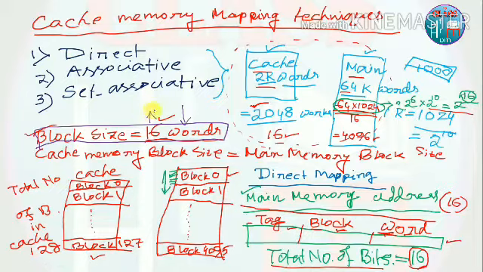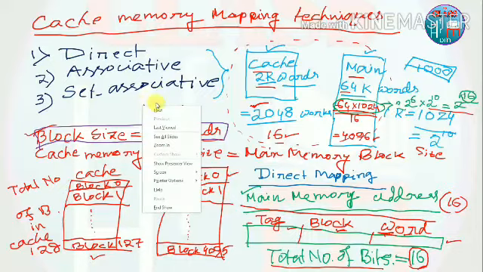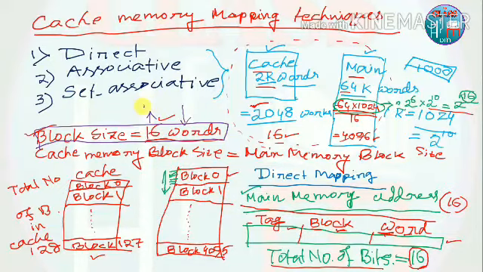That means to address these 16 words, how many bits do you require? You can easily calculate it this way: find the power of 2 that gives 16. What is 2 to the power 4? 2 to the power 4 equals 16. Yes. So to address these 16 words, 4 bits will be required. So that's why your word size will be 4.